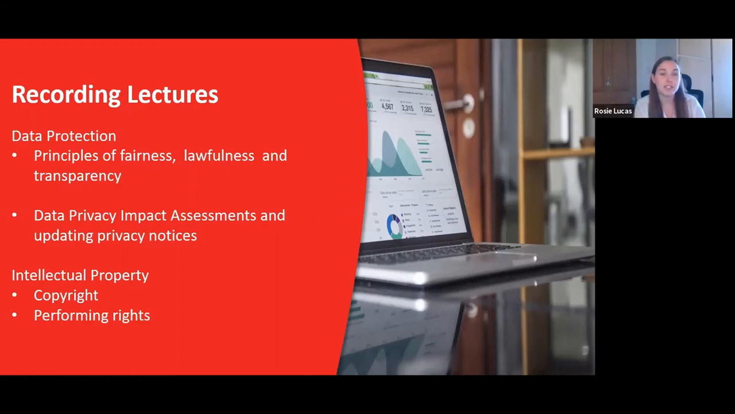We'll be covering data protection, what the issues are, and what universities can be doing, such as carrying out data privacy impact assessments, updating your privacy notices, and thinking about security measures. And also intellectual property, what the issues are in relation to copyright and performers' rights, and what universities can be doing, such as reviewing their IP policies and employment contracts. So moving on to the next slide, please, Imogen.